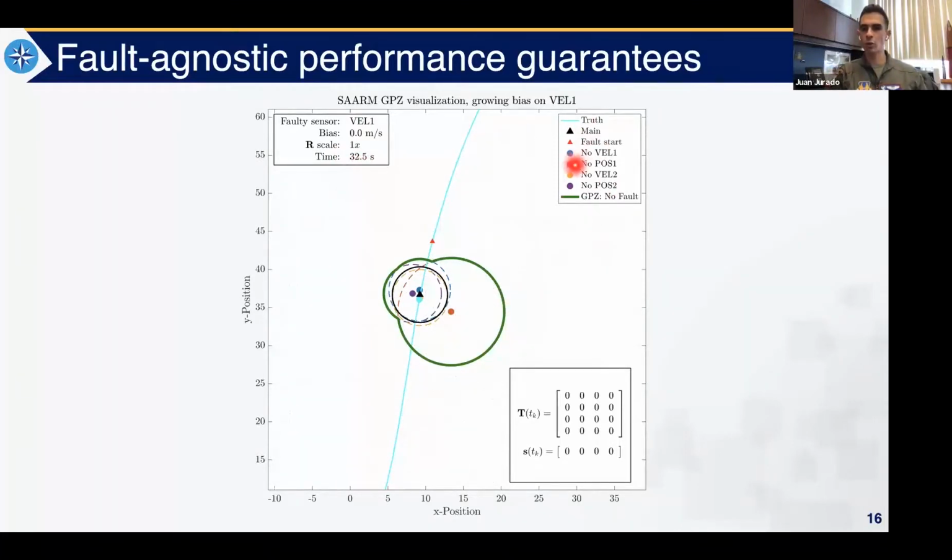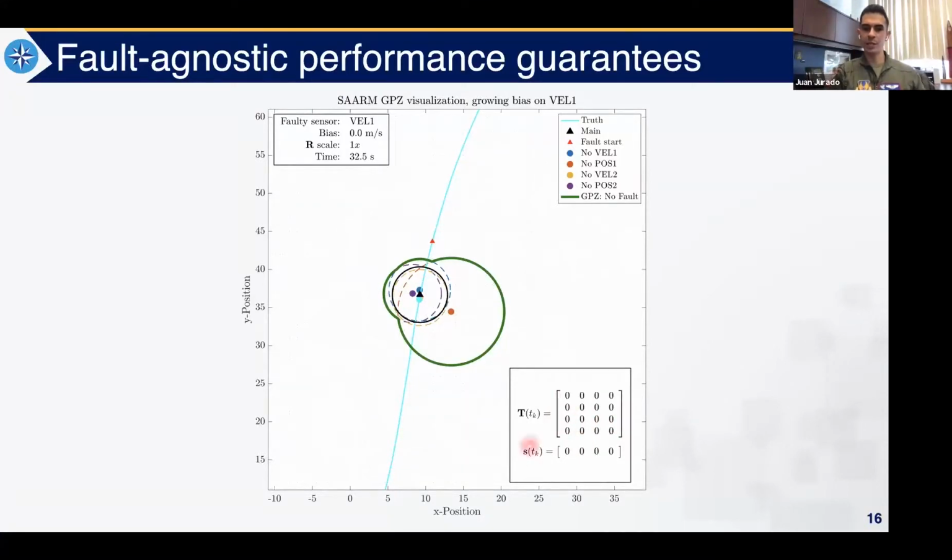We have a system that is all source. We have 4 all-source sensors: 2 velocity sensors and 2 position sensors, no satellites in this case. And by the time the simulation crosses this red triangle, that's when the bias starts to grow. So before we cross the red triangle, we have no bias, and SARM tells us there is no fault. So all good to go there.